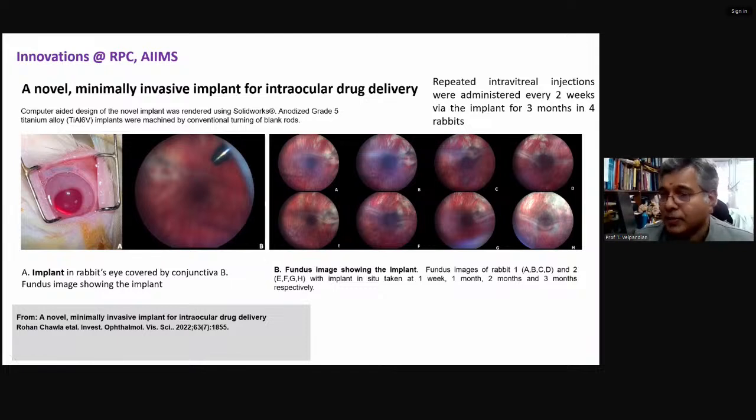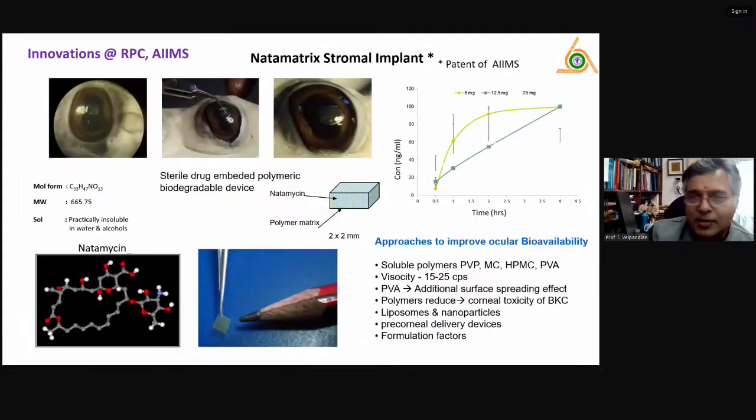This has recently been patented by RP Center, and this is an excellent system which came out of our innovation. I hope that with clinical trials, if it proves to be good, we will have an excellent device for repeated drug administration. There is another innovation which came up here. Professor Titial was involved with this innovation.